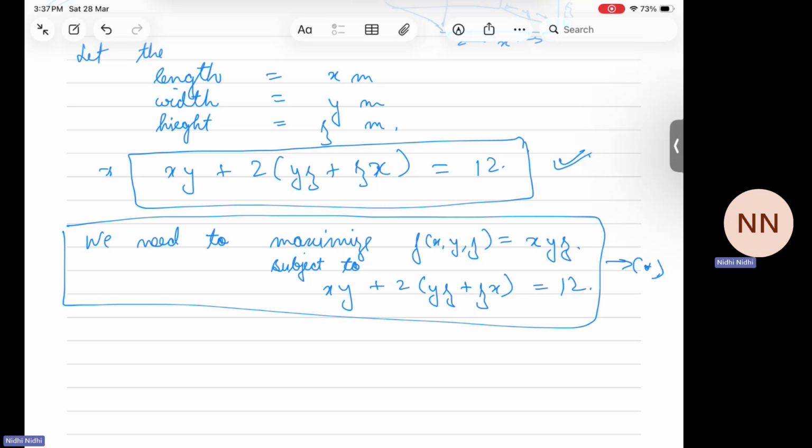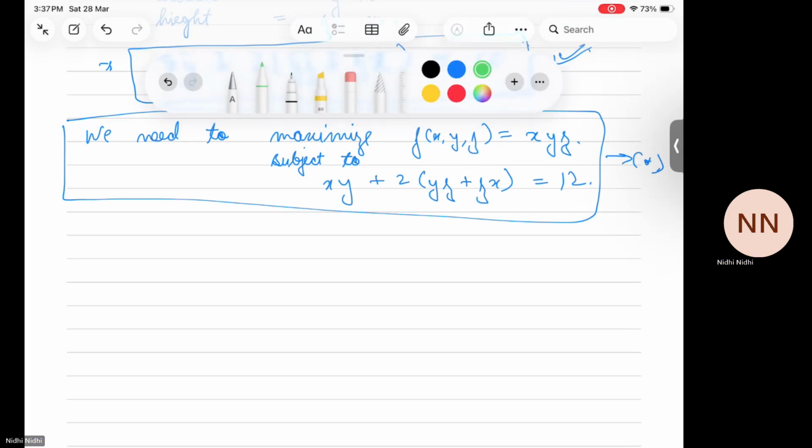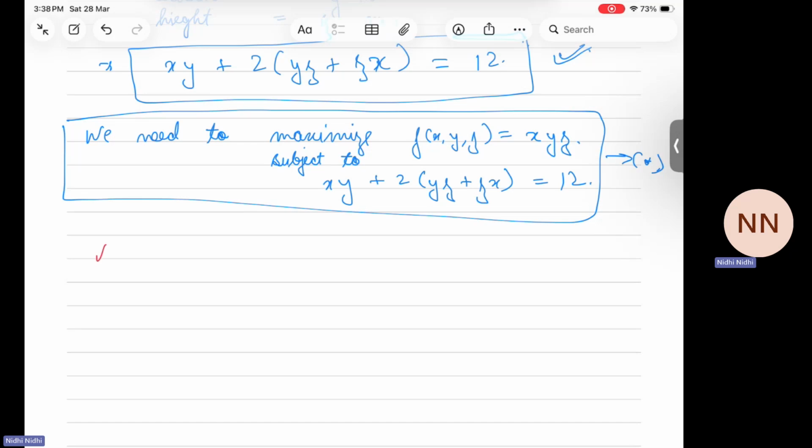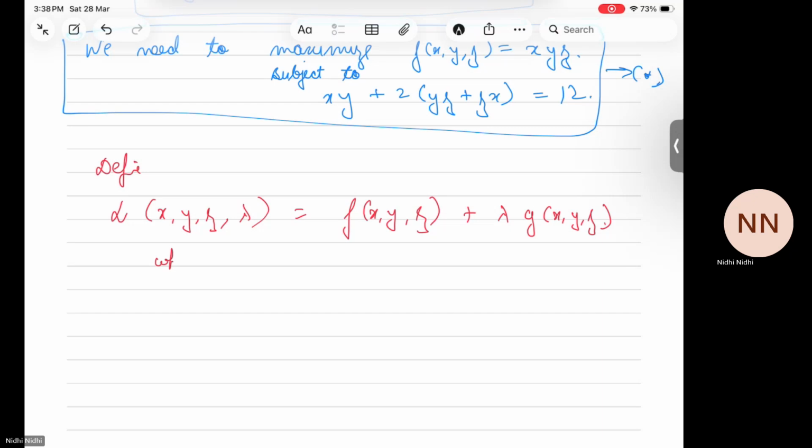So here we will be using the method of Lagrange multiplier. What does it say? It says that if we construct a function, define the function L, which depends on x, y, z, and some parameter lambda, which is equal to f(x,y,z) plus lambda times, or instead we can say minus, whatever, lambda is just a real number, lambda times g(x,y,z), where this g(x,y,z) is nothing but the constraint, where g(x,y,z) is equal to xy plus 2yz plus zx minus 12.